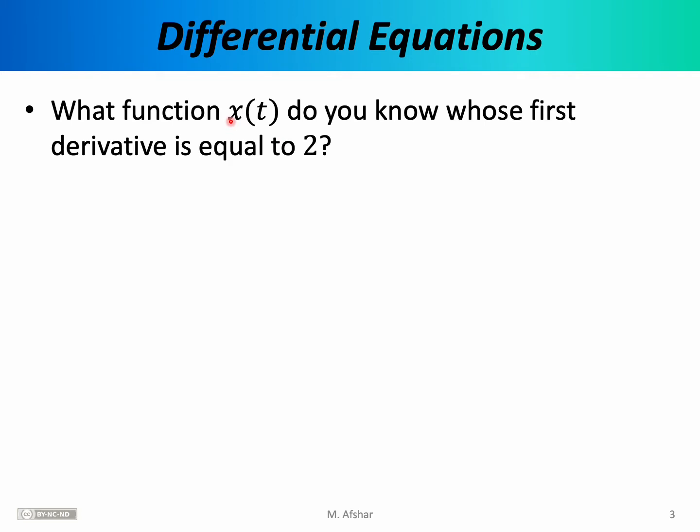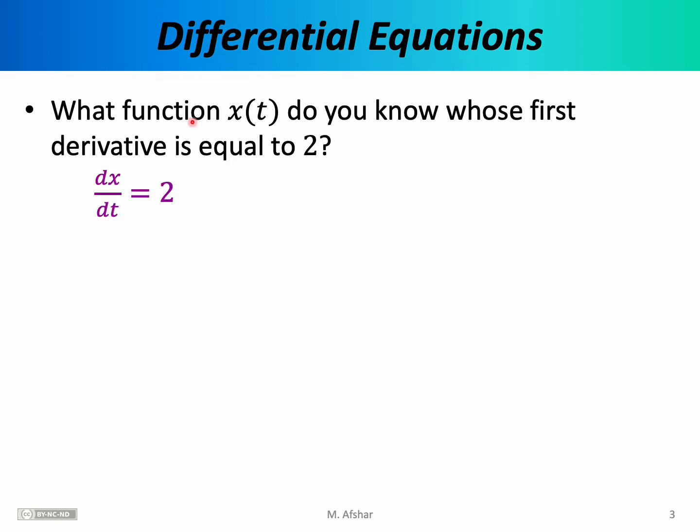However, in physics, t, time, is normally the independent variable, and we're interested in knowing how position depends on time. So the function that we're usually looking for is x of t. So I'm thinking of a function, x of t, and I'm giving you an important clue about this function. I'm saying that its first derivative is equal to 2.